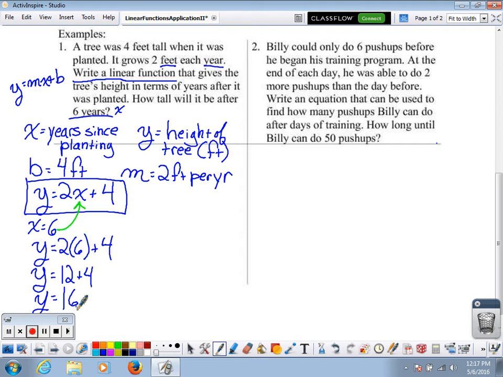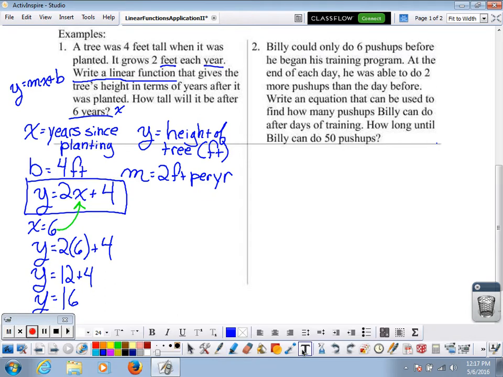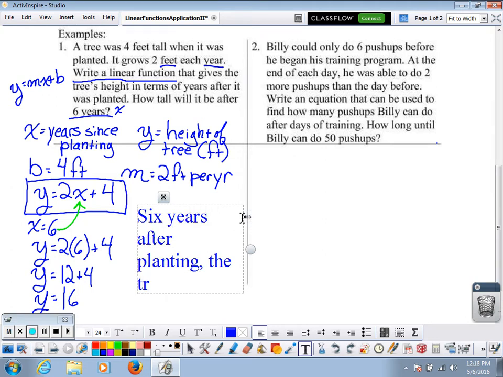Now, that's not our final answer. The question was asked with a complete sentence, so we should answer it with a complete sentence. And when you're dealing with the linear functions, it's a good idea to include both the x and the y value. So we can say 6 years after planting, the tree will be 16 feet tall.